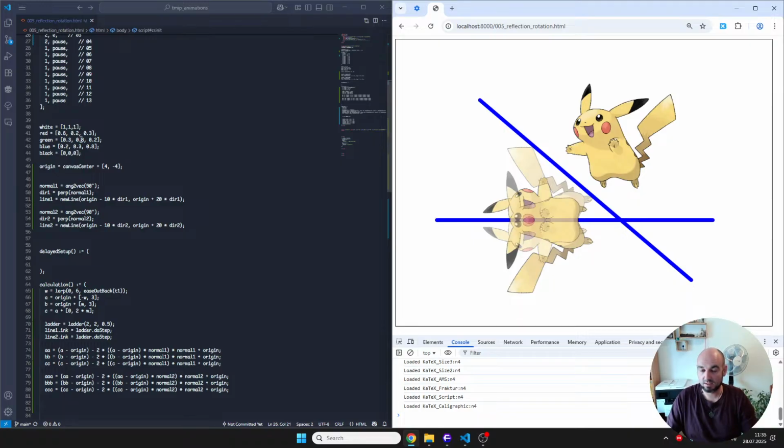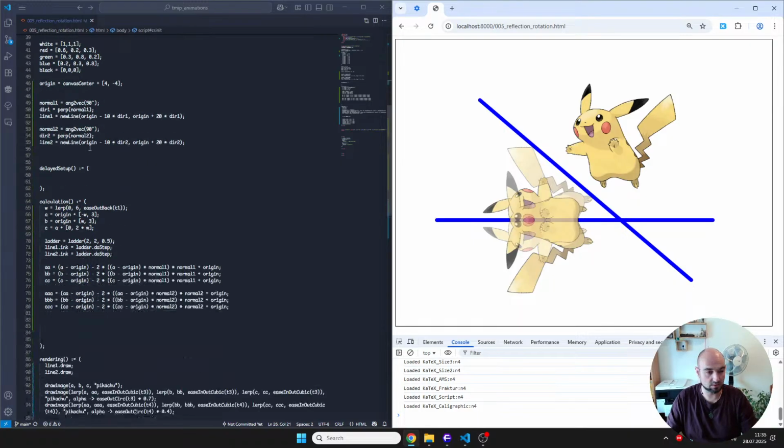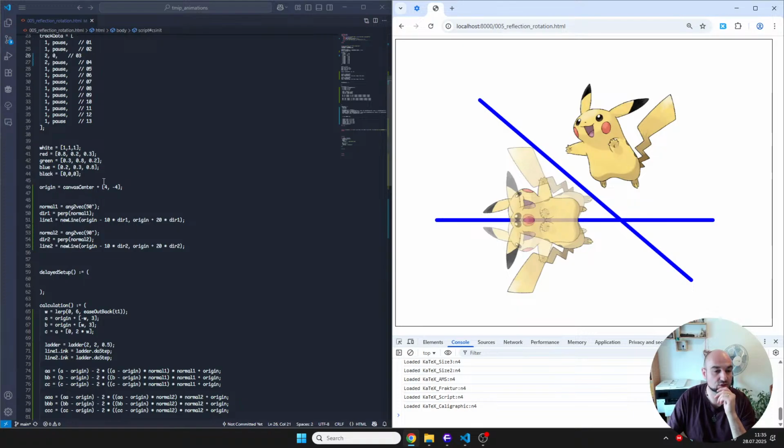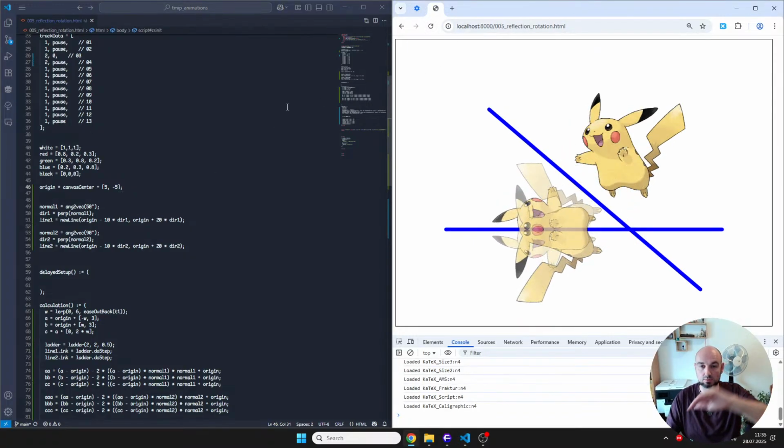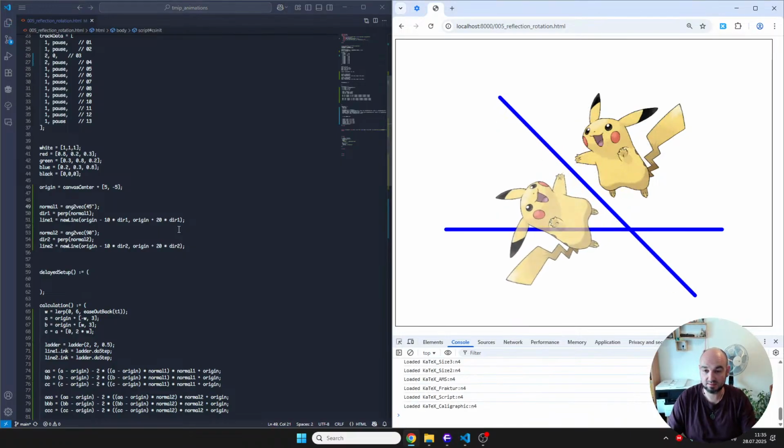And we can work with that. And to do so, I think let's move the origin a little bit further down. And let's move the Pikachu to the top right so that it is very close to the first line. And let's make the first line, where's the first line? Let's make it something like this. Already better.